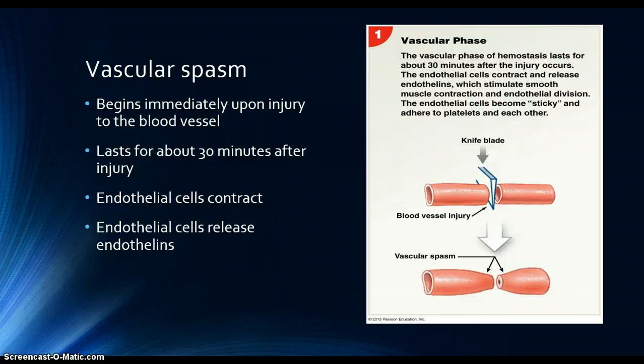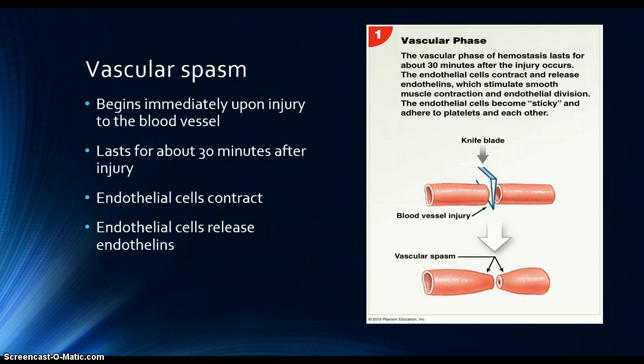To begin with, the vascular phase. This starts with a vascular spasm, which begins immediately when the blood vessel is damaged. It's almost like a reflex action where the smooth muscle cells in those vessels retract and pull together. It lasts for about 30 minutes after an injury, with those endothelial cells contracting.